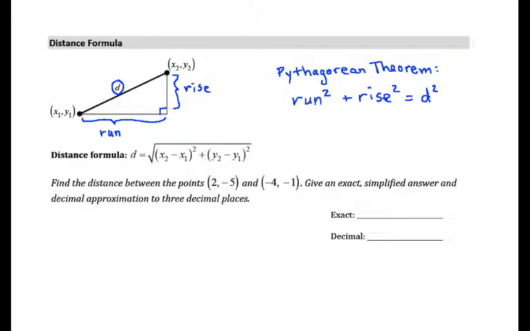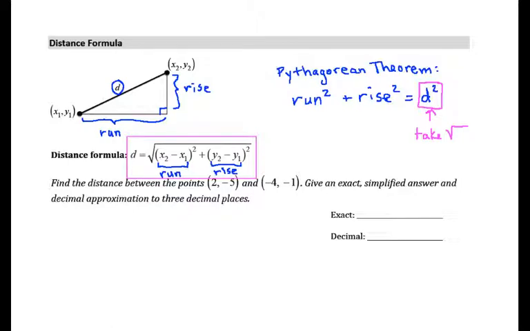But looking at this formula now, we can see the difference between the x values, that's really our run, right? The difference between the y values, that's really our rise. And the reason for the square root is that the Pythagorean theorem gave us a d squared. We need to take the square root of both sides of this equation in order to get just d. So the distance formula is a lot easier to remember if we can think about it this way. It's the square root of a sum of squares where each term is a rise or a run, right? A rise or a run squared.